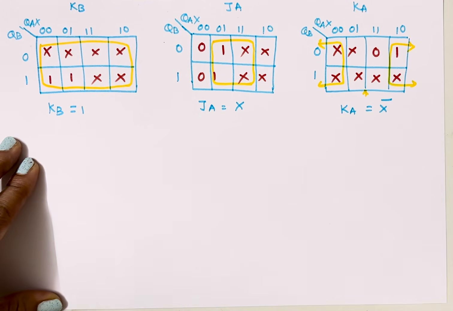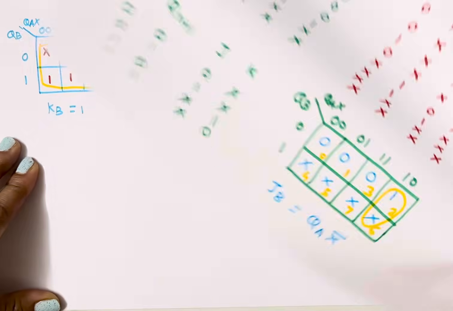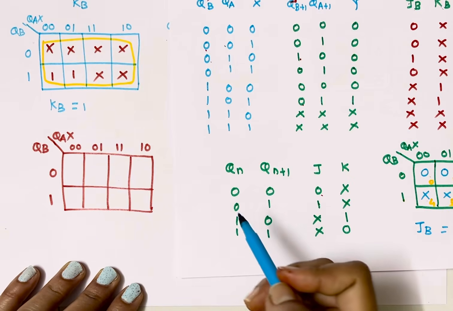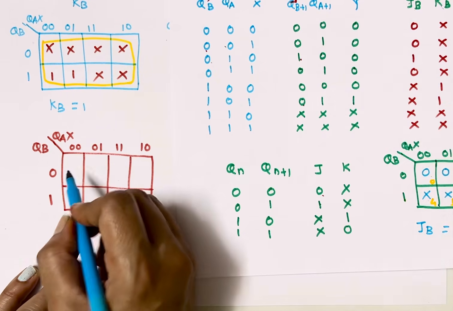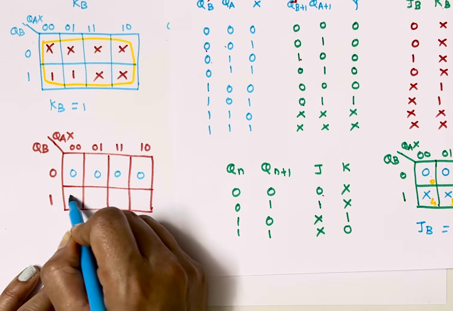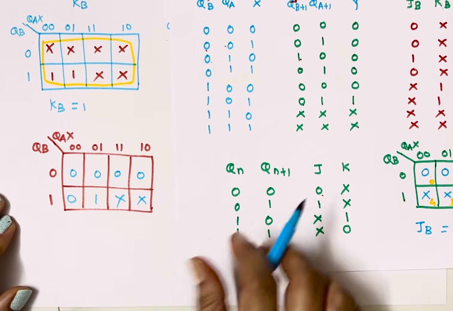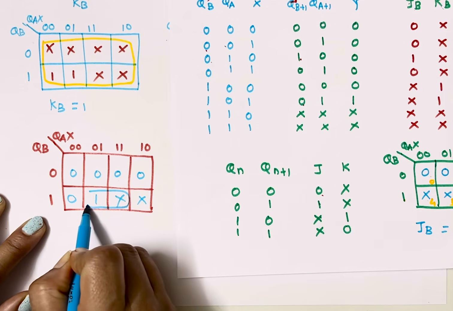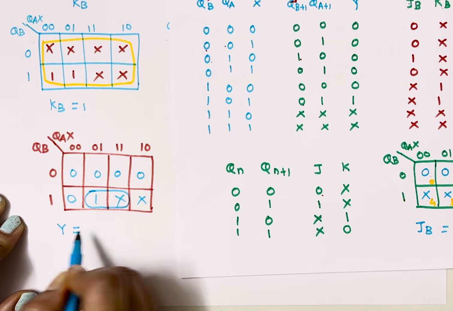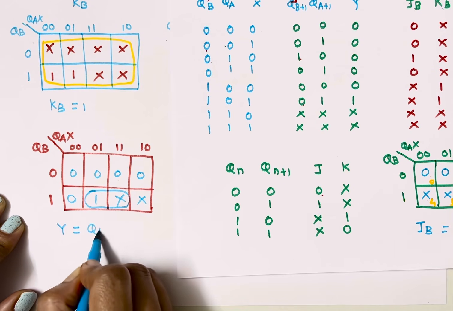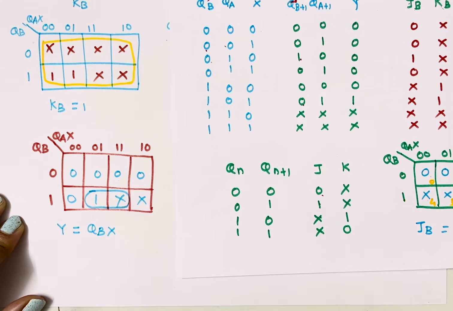We need to find out the equation for Y. For this Y, all zeros, 5 times 0. So 0, 0, 0, 0, 0. Then 1 and don't care. So here we can make a pair. And here the equation for this pair is, output Y is equal to QB into X. So this is the equation for Y.